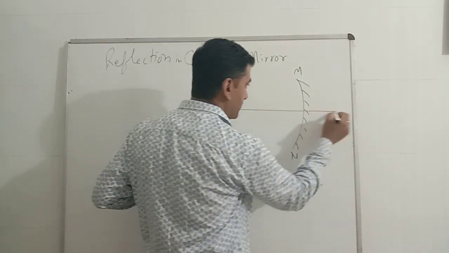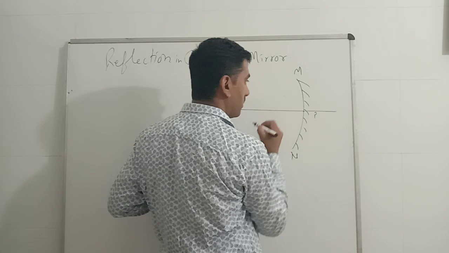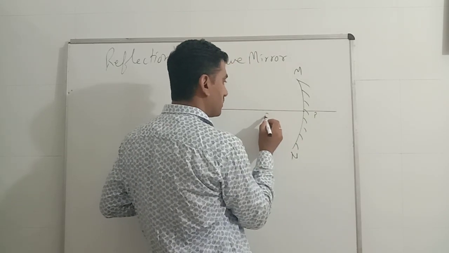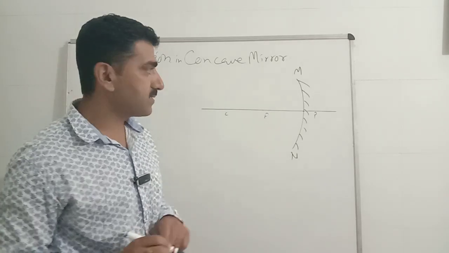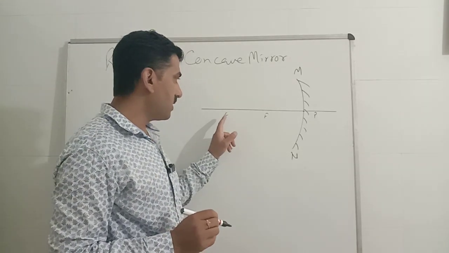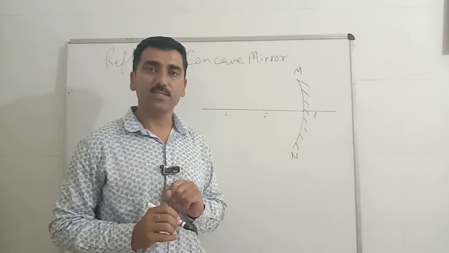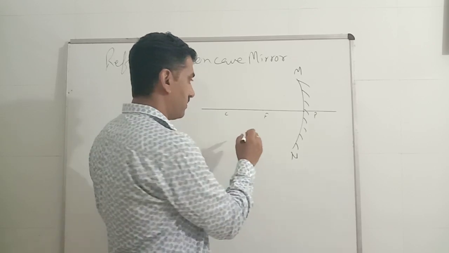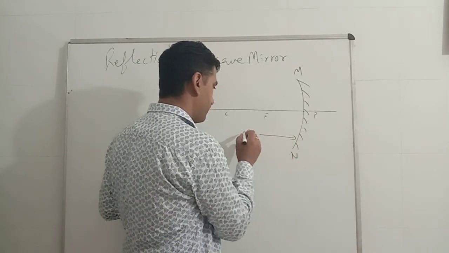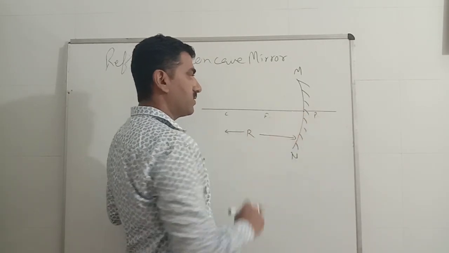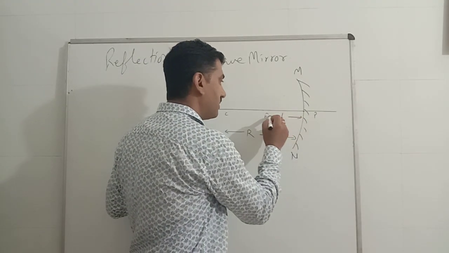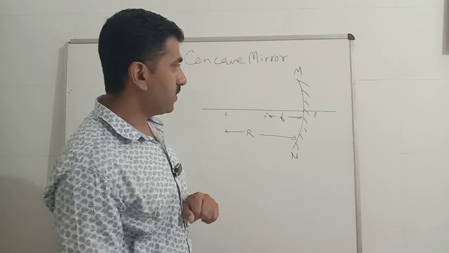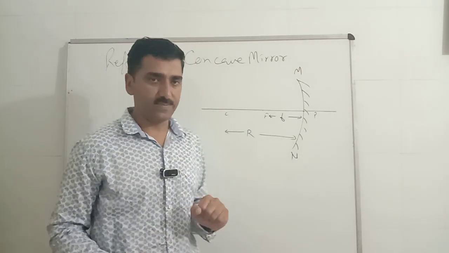The line which is passing from the pole, focus and center of curvature is called principal axis. This is called principal focus and this is center of curvature. The distance of this from pole is called as radius of curvature. This is called focal length. Okay. So in this we will discuss 6 cases.